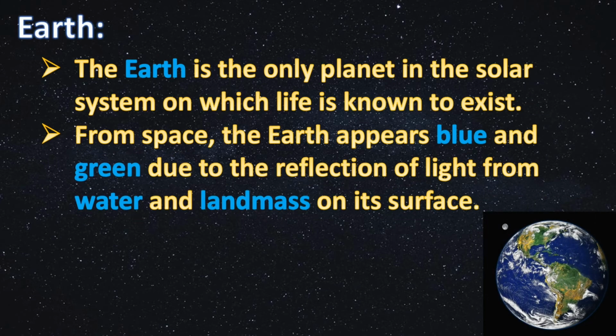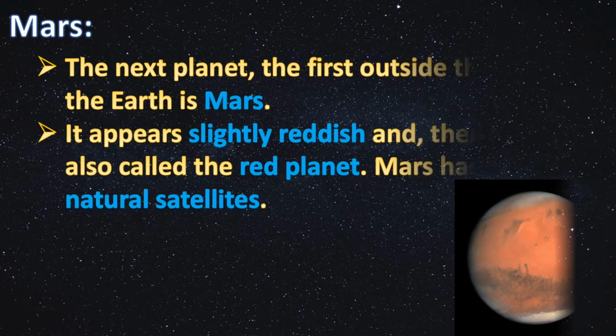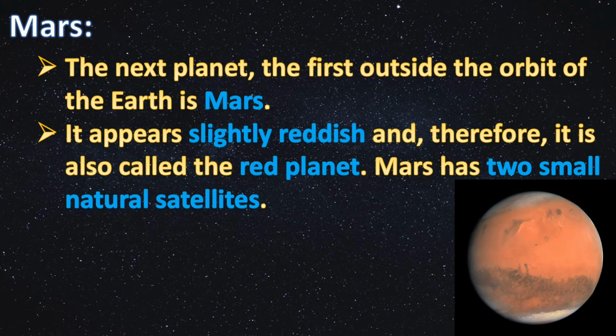Earth. The Earth is the only planet in the solar system on which life is known to exist. From space, the Earth appears blue and green due to the reflection of light from water and land mass on its surface. Mars. The first planet outside the orbit of the Earth is Mars. It appears slightly reddish and therefore it is also called the red planet. Mars has two small natural satellites.